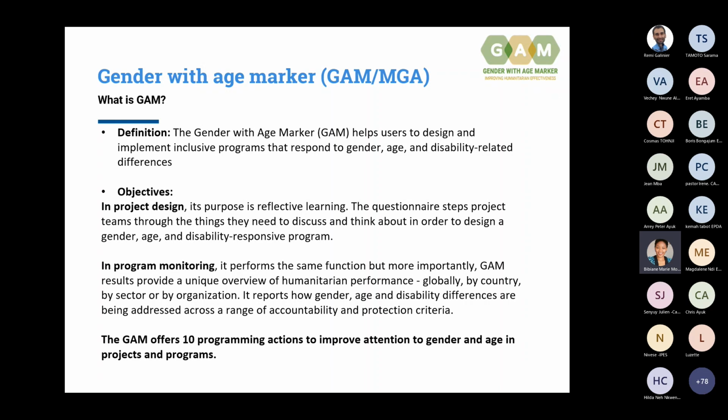In the tool Remy will present to you, you will see many questions in 10 programming actions, and all of the questions are around gender, age, and disability. How do you take it into account in your project? Slide.